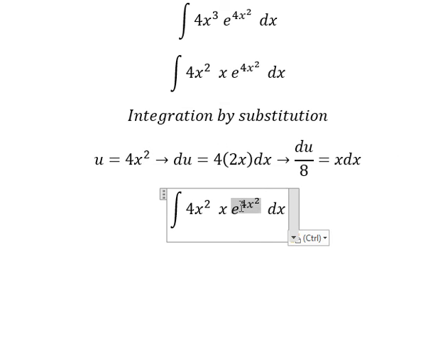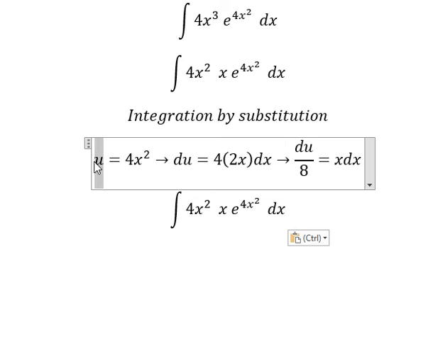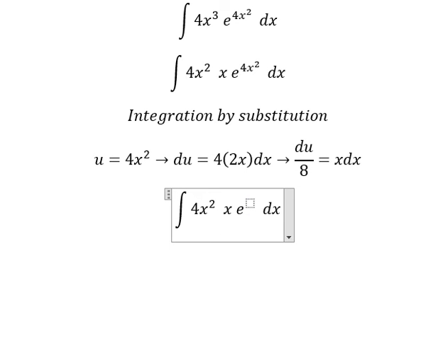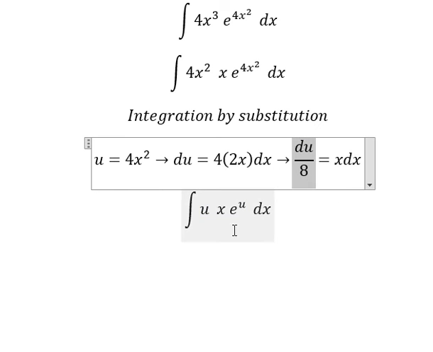So this one we change by u. This one we change by u. S ds we change by this one.